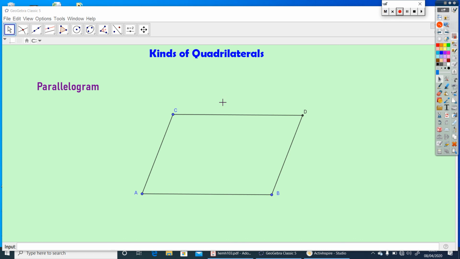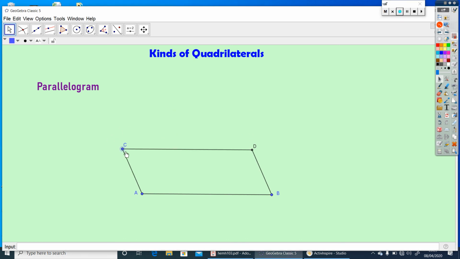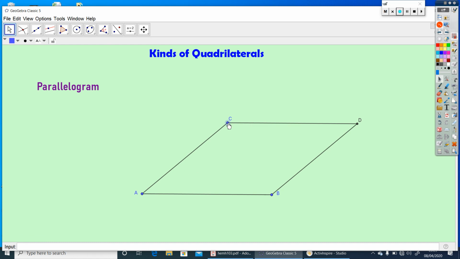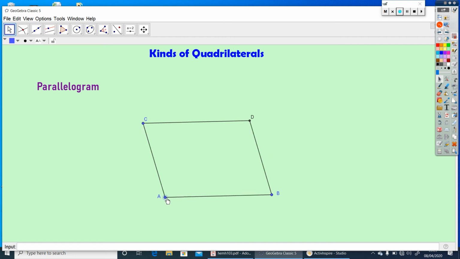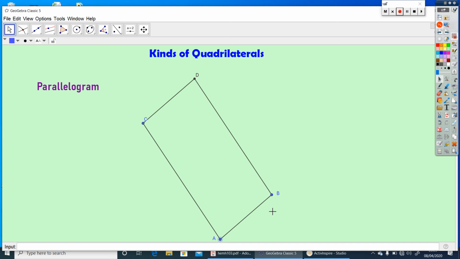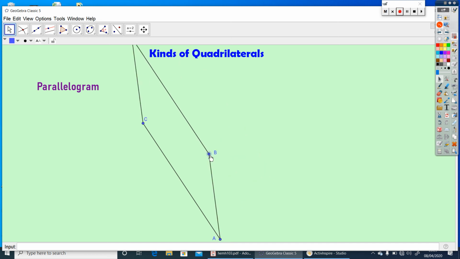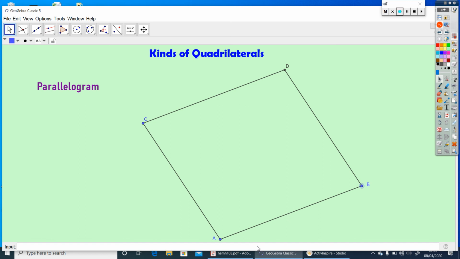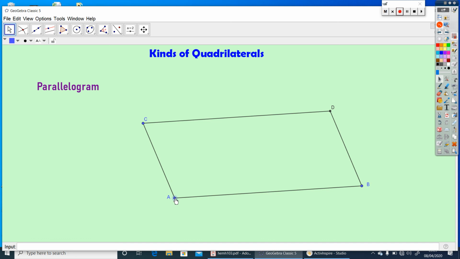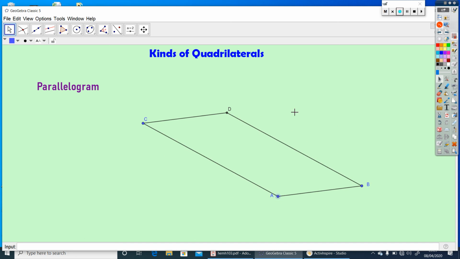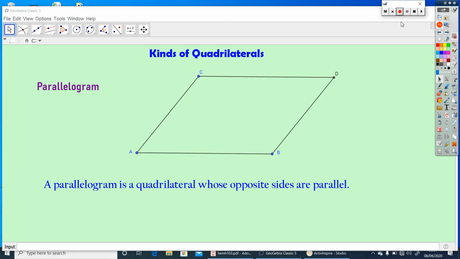So we can draw a parallelogram in many ways. These are also parallelograms. This is another parallelogram. This is also a parallelogram. This we commonly call a square. Now this is also a parallelogram because opposite sides are parallel. So in many ways we can draw a parallelogram. That is, a parallelogram is a quadrilateral whose opposite sides are parallel.